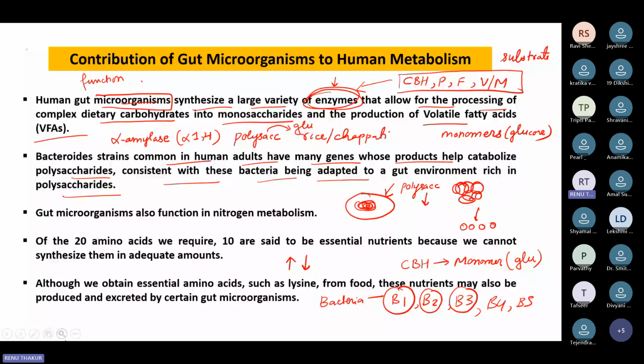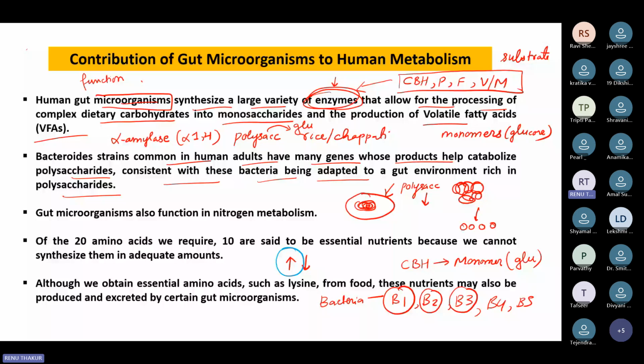Of course, it will be higher, because in the gut we need bacteria that is capable of converting the complex polysaccharide into monosaccharide, so that energy expenditure will be met for our body. So the bacteria offering this function will be in higher amount in the gut. So Bacteroides strains common for the conversion of polysaccharide into monosaccharide will be in higher amount in the gut. So this is the foremost function of microorganism to boost our human metabolism.